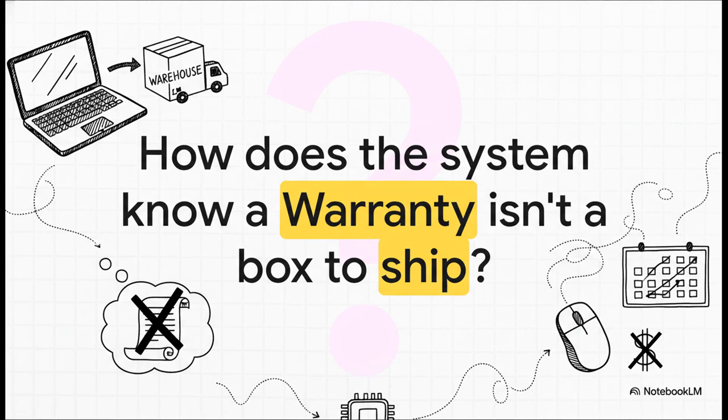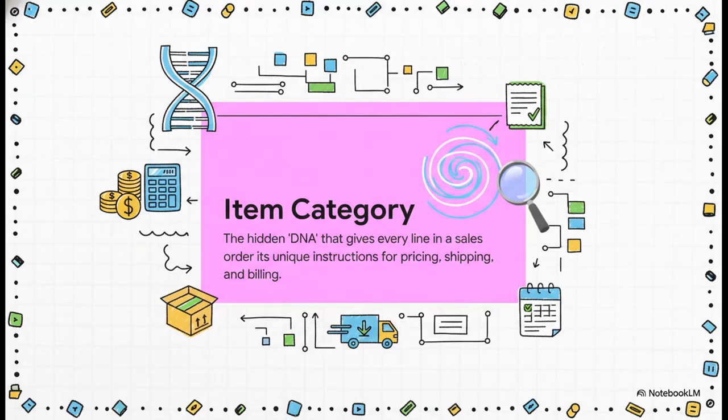And that really gets to the heart of it. How in the world does the system know that the laptop needs to get sent to a warehouse, put in a box, and shipped out, but the warranty doesn't? How does it know not to charge you a dime for the mouse, but still make sure its cost is tracked? What's the invisible logic making all these calls behind the scenes? Well, the answer is a tiny but incredibly powerful setting called the item category.